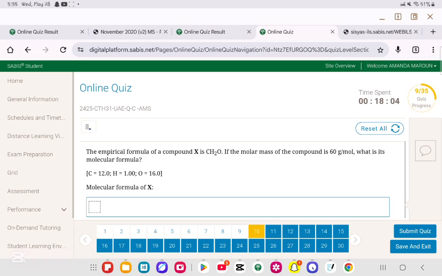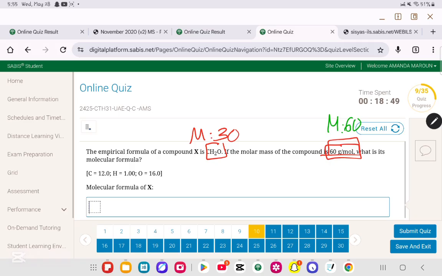What does it say in question number 10? It says, the empirical formula of a compound is CH2O. If the molar mass of the compound is 60 grams per mole, what is its molecular formula? Okay, so we're given its empirical formula. So let us find the molar mass of the empirical formula. It's gonna be 12 plus 2 plus 16. By now, you guys should know how to find the molar mass, so it's gonna be 30. They told us the molar mass of the compound is 60 grams per mole.